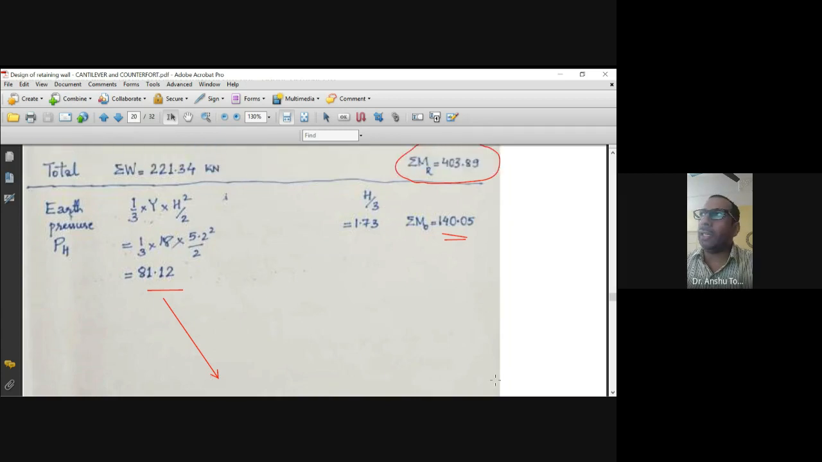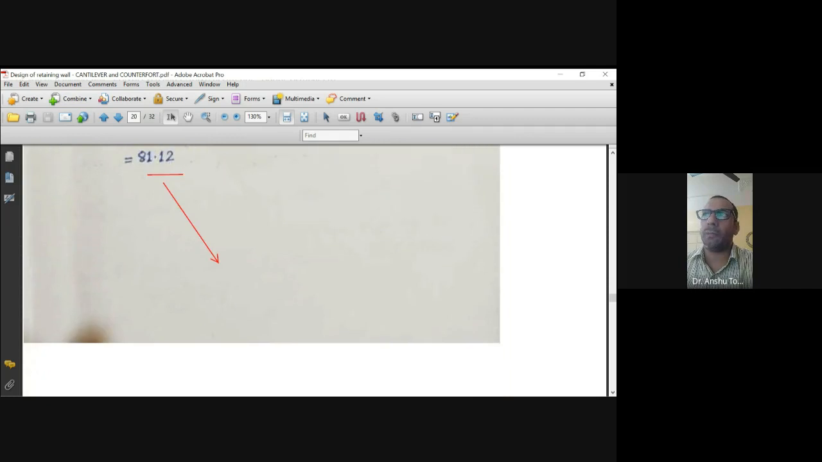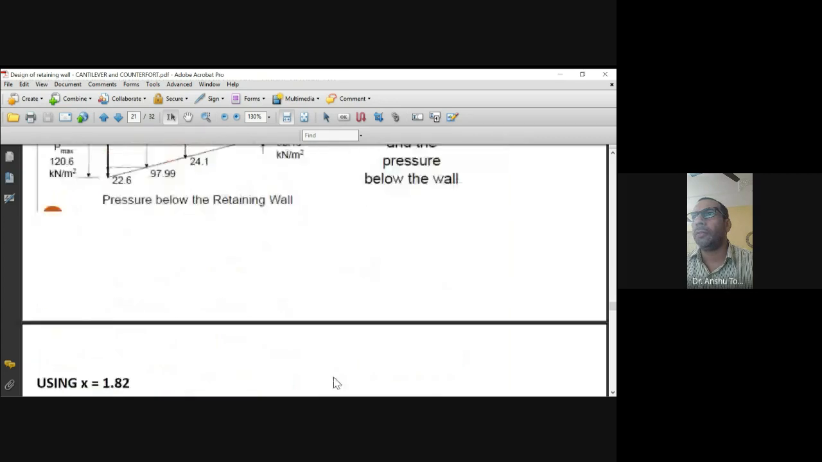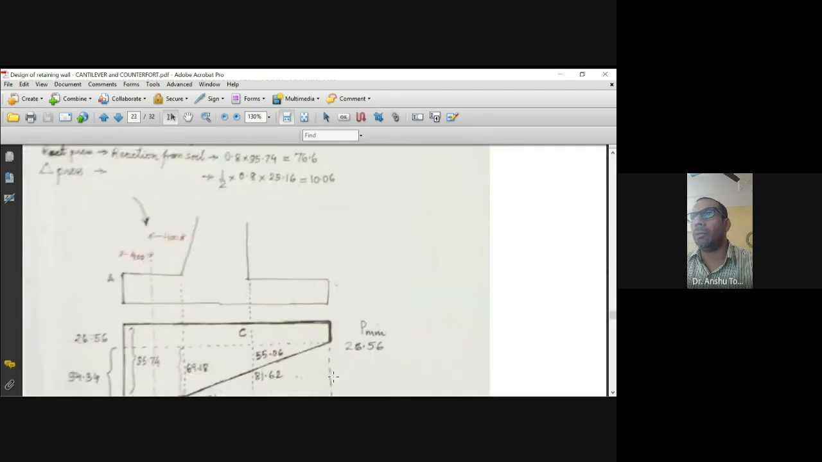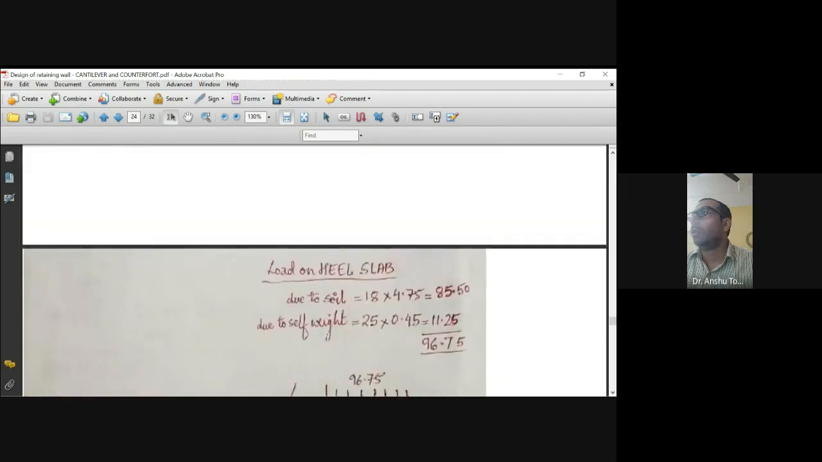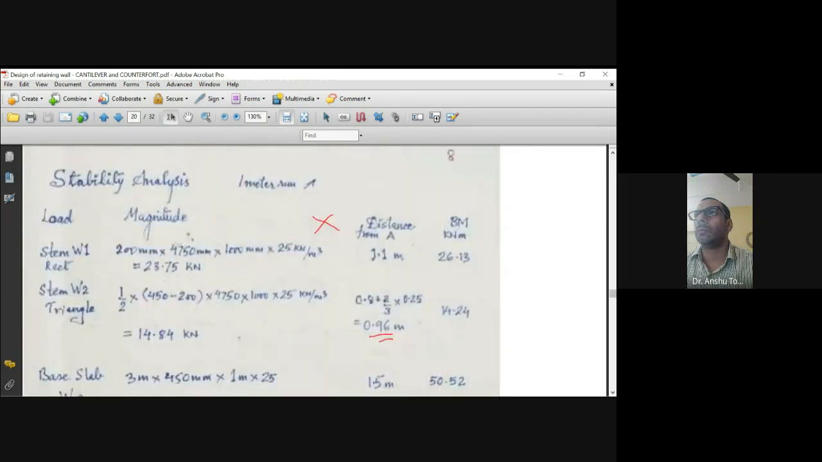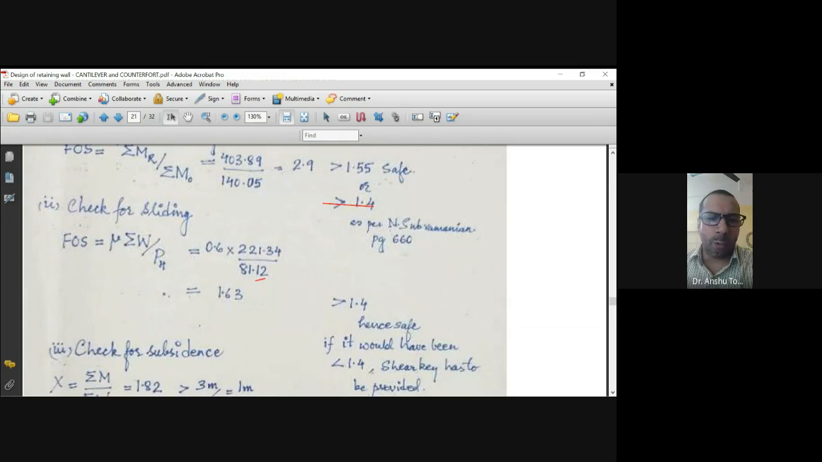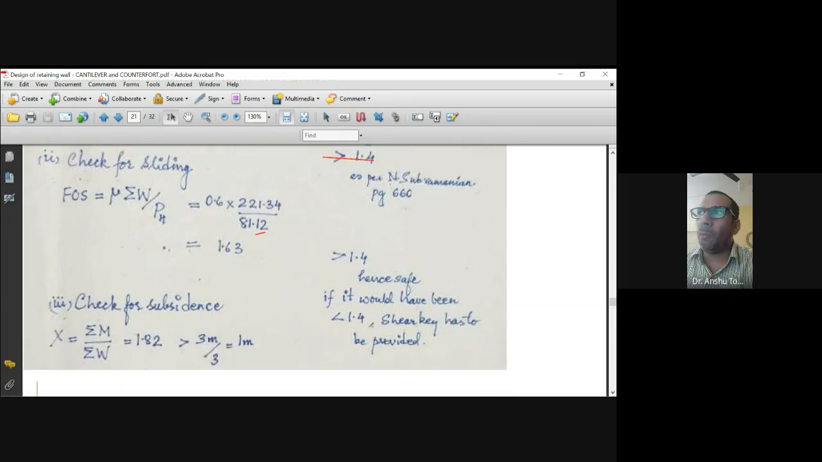because here we are calculating the moment corresponding to the earth pressure, which is shown in the figure at the bottom. Okay, no problem. So this way, for sliding, we are going to check if it is coming more than 1.4. If it is coming more than 1.4, that means your retaining wall is safe against sliding. If it would have been less than 1.4, then a shear key has to be provided.